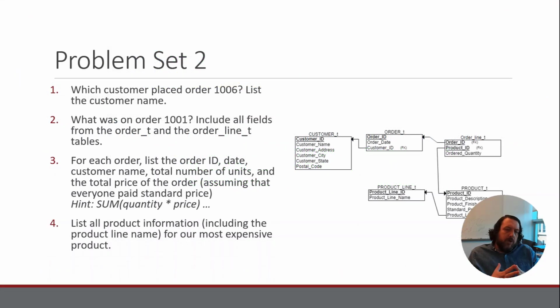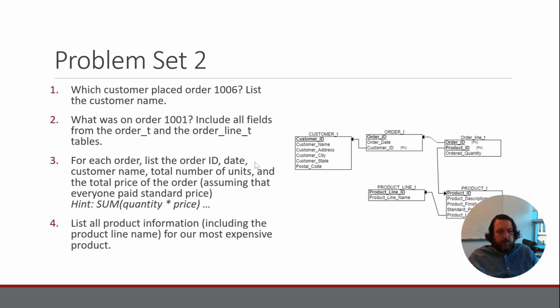All right, so problem set 1 dealt with single tables. Problem set 2 is going to deal with multiple tables. So let's start with the first one: we want to see which customer placed order 1006. So that's an order ID. List the customer name. We have the order ID here in order T, and then we have the customer name in customer underscore T.